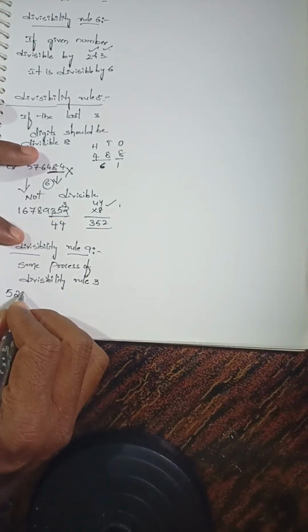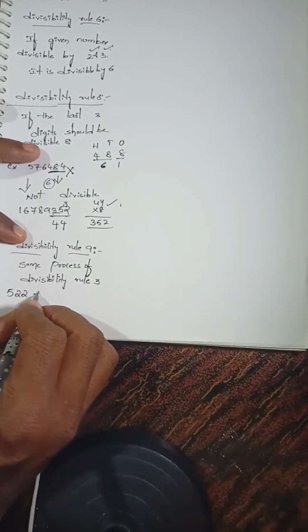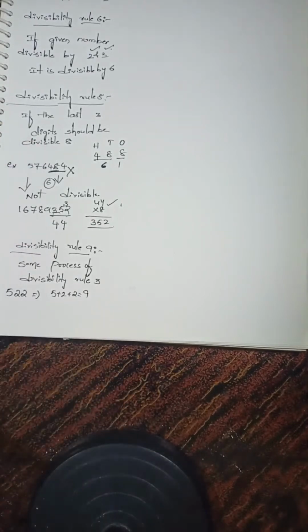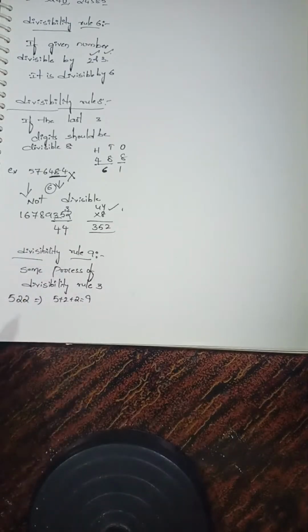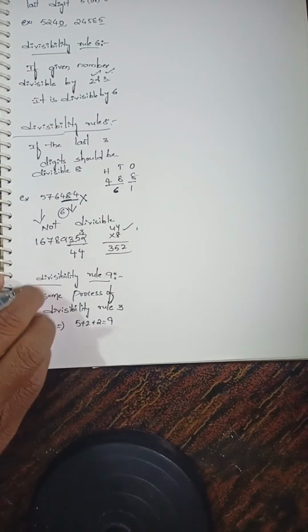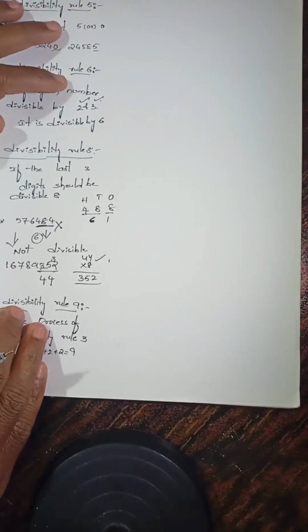522. If I am going to add these numbers 5 plus 2 plus 2, we are going to get the answer. That sum should be a multiple of 9. That is called divisibility rule 9.